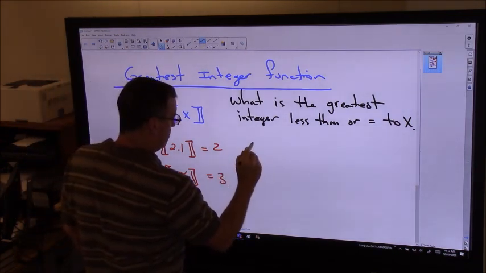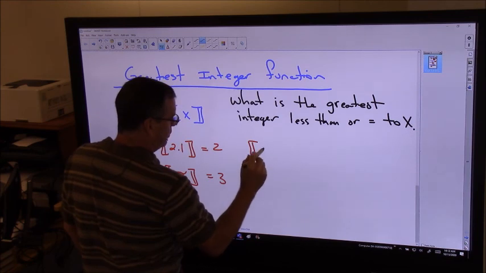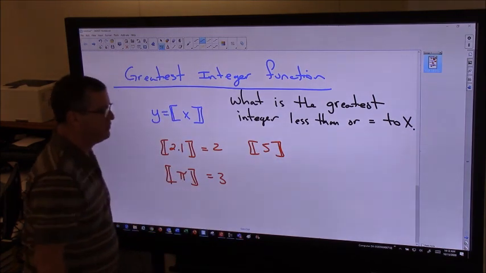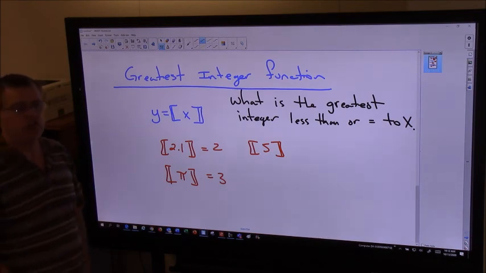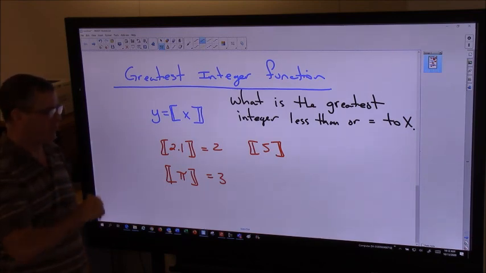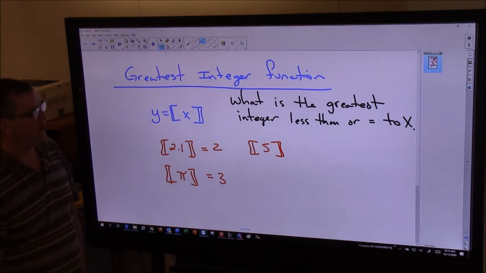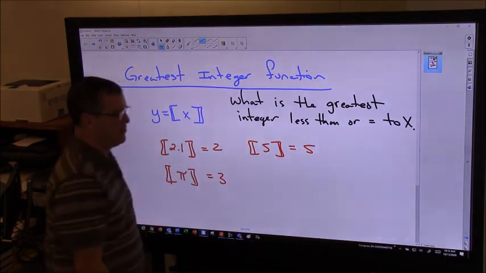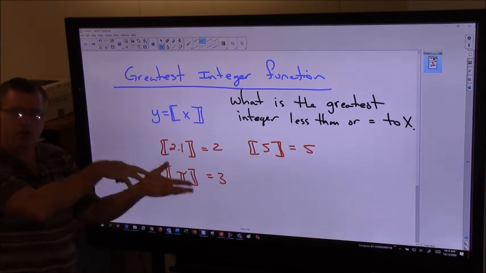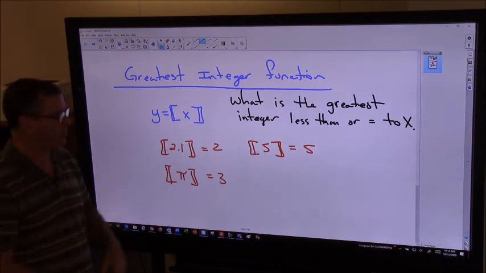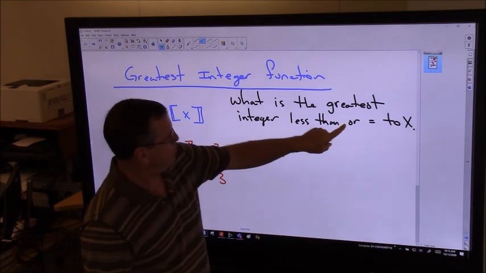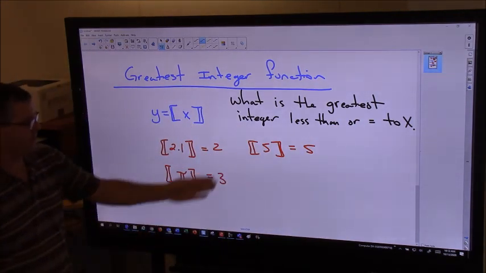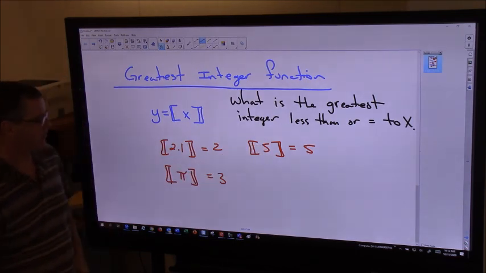Sometimes this kind of gets people. What's the greatest integer function of 5? I want the largest integer less than or equal to this number right here. That's going to be 5. Sometimes people will say 4 because they think they're always going down. They're just always moving backwards. But it says less than or equal to whatever's in there. Okay, so if it's already an integer, then that is the answer.